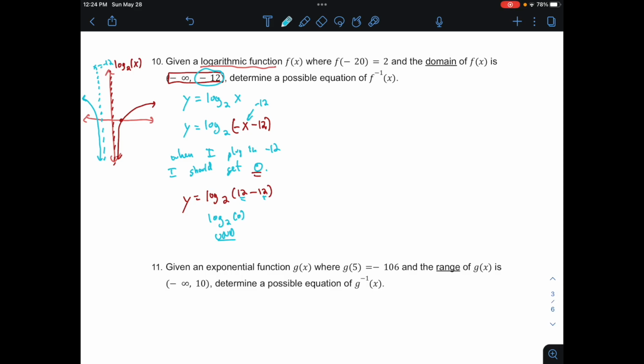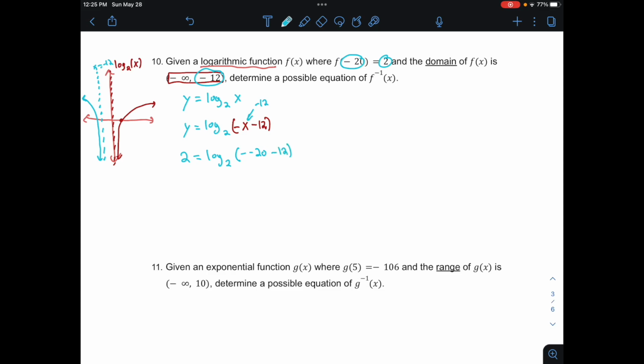So because there's no, well, actually there is one other criteria. f of negative 20 is equal to 2. So there's different ways we could accomplish this. I'm just going to say, why don't we use the point. So we get out 2 when we put in negative 20.